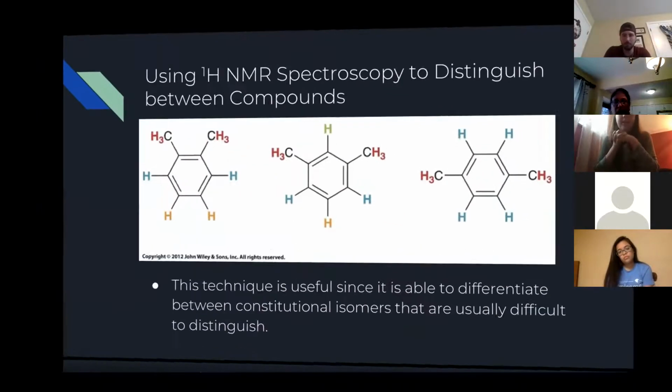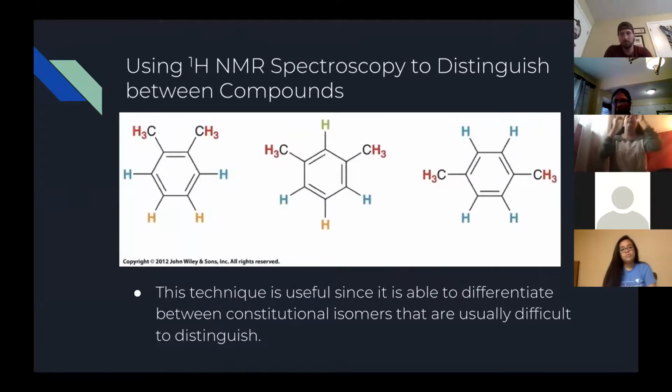So another technique is that you can use NMR spectroscopy to distinguish between compounds that you usually couldn't. This example is pulled from the book too. If you look at all 3 of these compounds, all of them have aromatic rings and 2 methyl groups, making it difficult to distinguish with IR, because it would show the same types of groups. But with NMR, there are a lot of ways we can distinguish between these compounds by looking at the chemical shift, integration, and multiplicity values, because they're all going to be a little bit different.